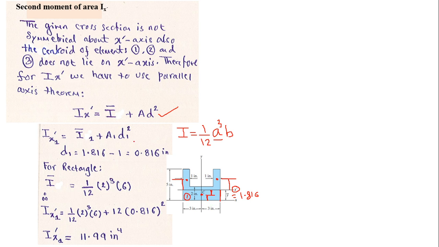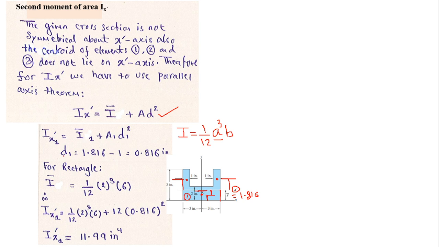So therefore, substituting all the values here, okay, we have calculated the area in the table. So we will just copy that value here, 12.816, which is d square, and 1 by 12, 2 raised to power 3 into 6. This will give you the second moment of area of this rectangle 1 about the centroidal axis x dash, about this axis.